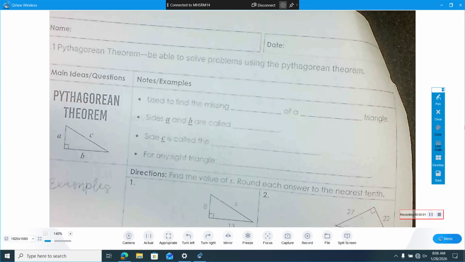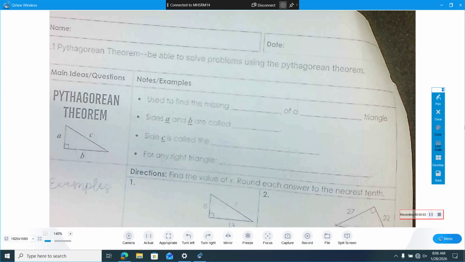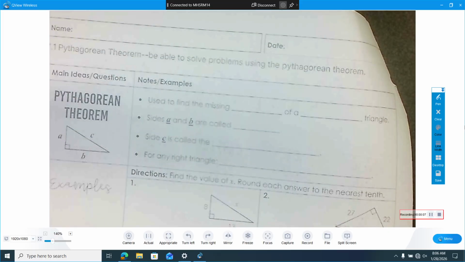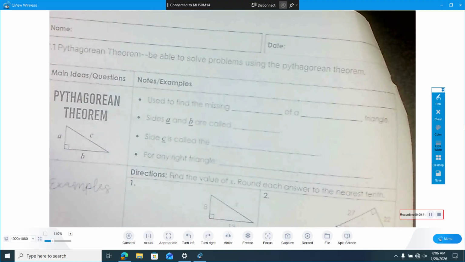I think. You know the Pythagorean Theorem, right? Yeah? Okay, good. That's what we're doing today. So, mostly review. All right, here we go.